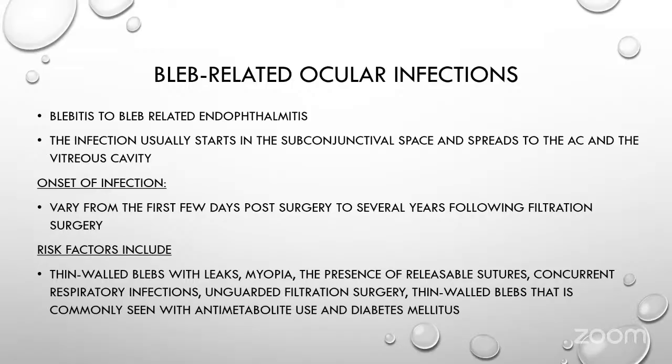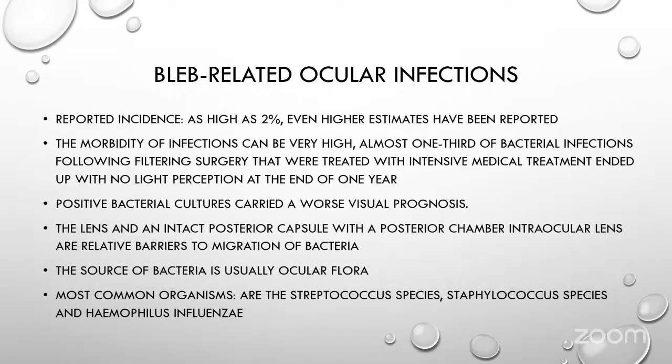All these are people with risk factors that may increase the chances of having endophthalmitis. Now, the reported incidence has gone from 2%, some people have even reported up to 4 or 6%, which is higher than the infection endophthalmitis related to cataracts. The morbidity of infection can be very high. Almost 1/3 of bacterial infections following filtering surgery that were treated with intense medical treatment ended up with no light perception. So it's something that we, as much as possible, aim to prevent than to try to treat.